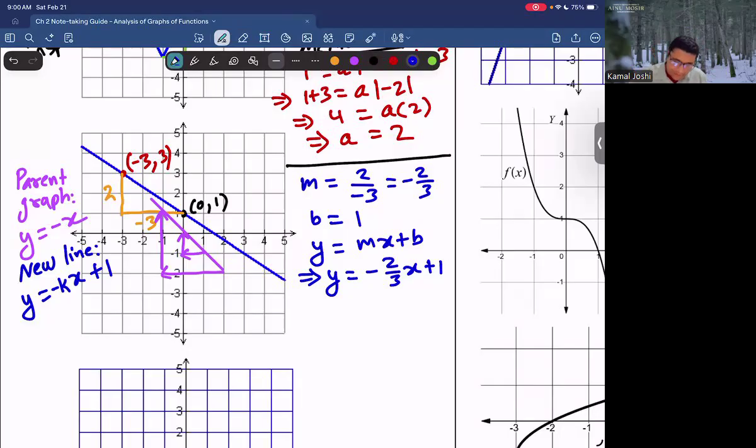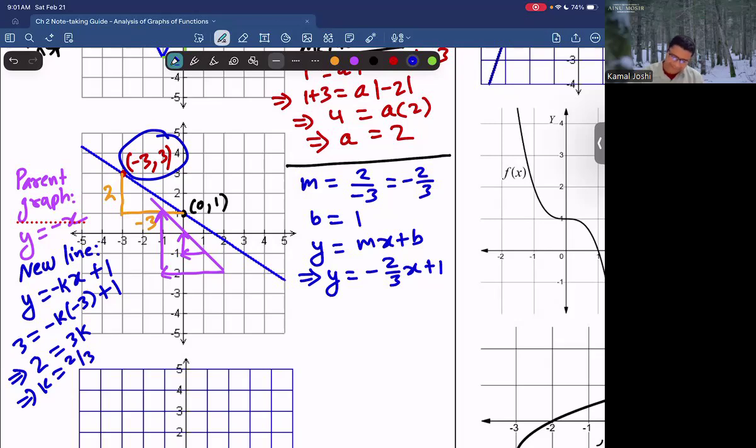But what is it? I don't know, so I just call it kx for now. There was a minus sign already, so I leave it there: minus kx plus 1. Then take any one point in the graph and plug in, like minus 3 comma 3. That gives you 3 equals minus k times minus 3 plus 1, right? Subtract 1 on the left side: 3 minus 1, 2 equals minus k times minus 3, which is 3k. So that gives you k equals 2 over 3, right?